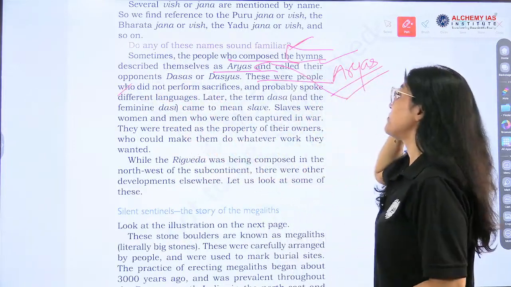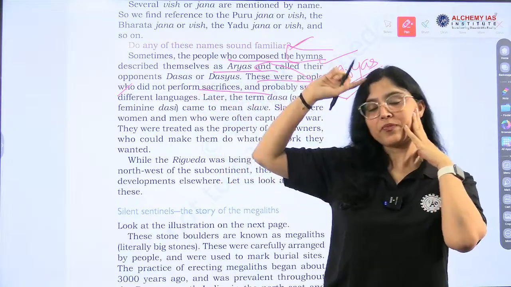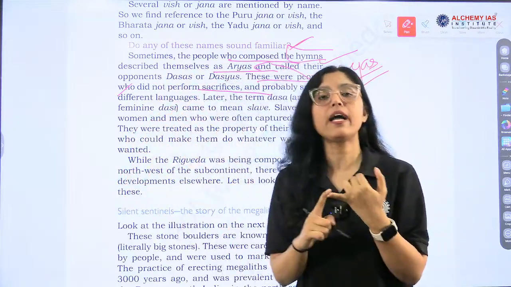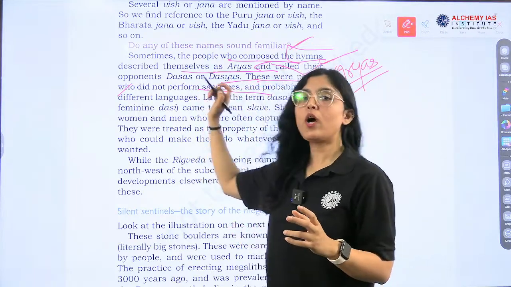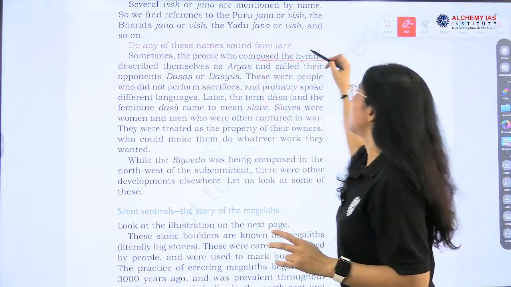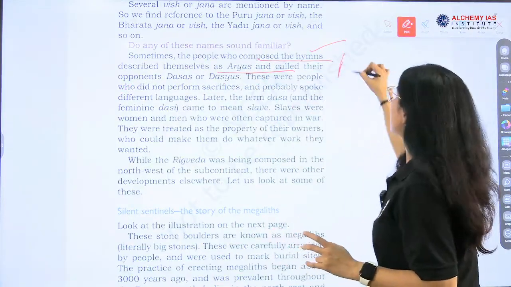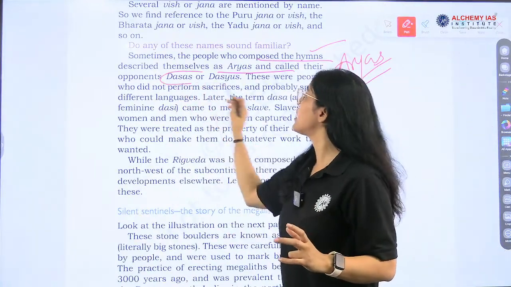These were the people who did not perform sacrifices. So, Aryas. Aryas are who? Who are composing the hymns, right? Clear? Okay. Those who composed the hymns were calling themselves Aryas and called their opponents Dasas or Dasyus.